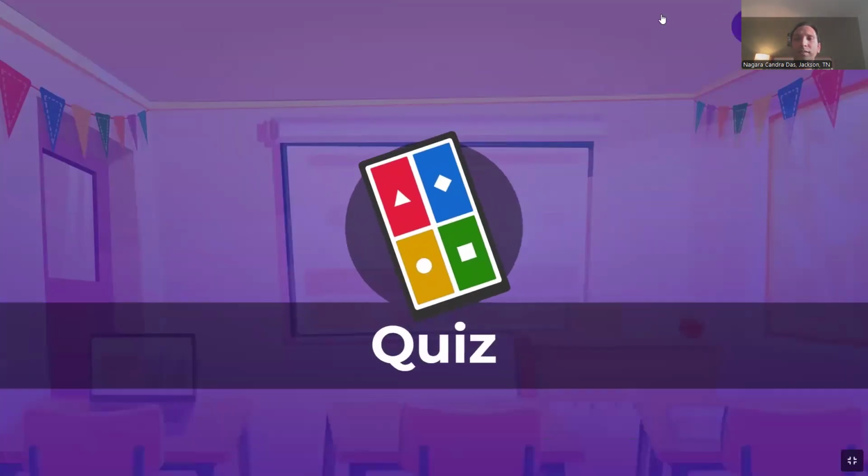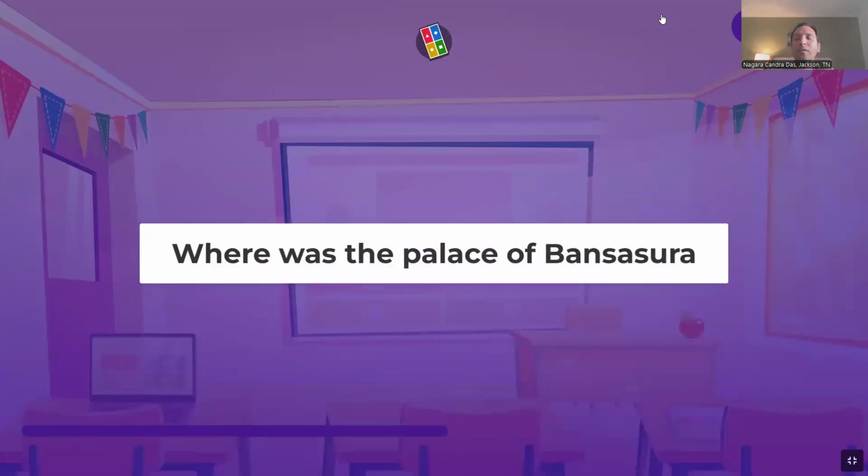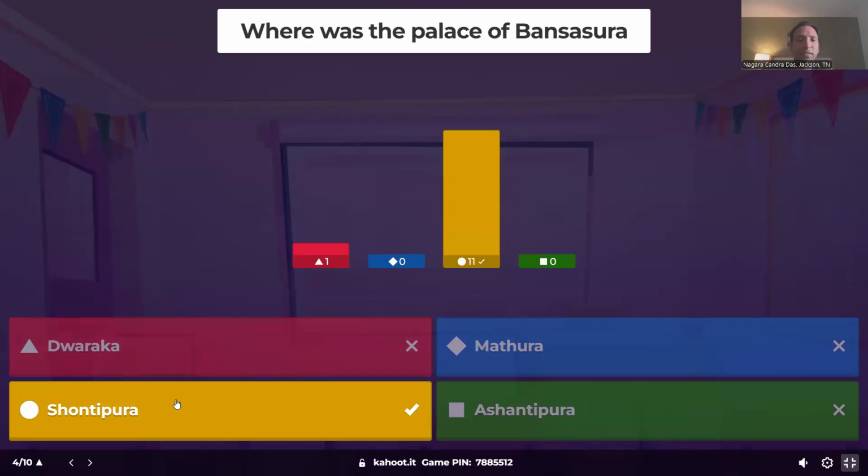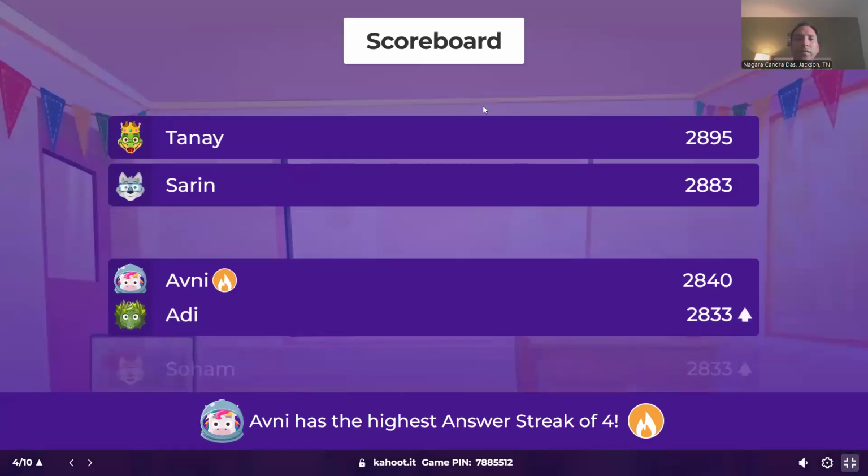Next question. Where was the palace of Banasura? Dwarka, Mathura, Shantipura, or Ashantipura? Yeah, it's Shonitapura actually. The spelling is a little wrong, but the right answer is Shonitapura. Correct. Who picked Dwarka?